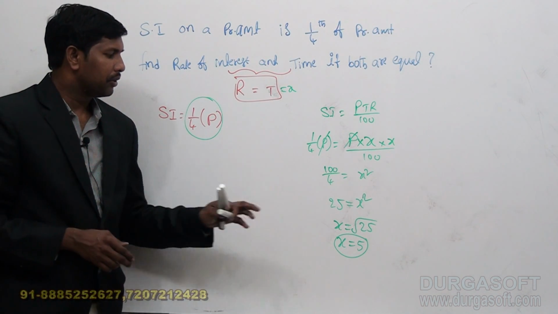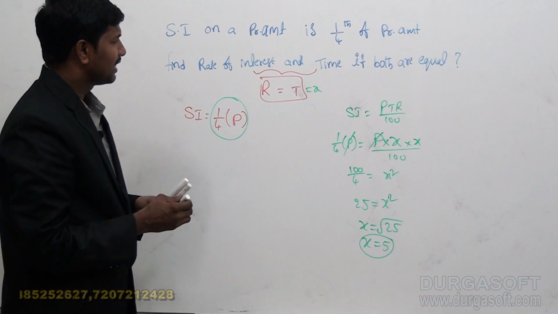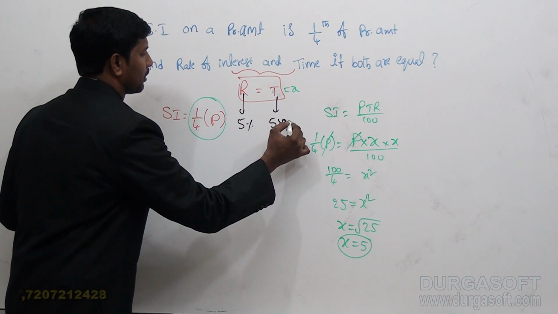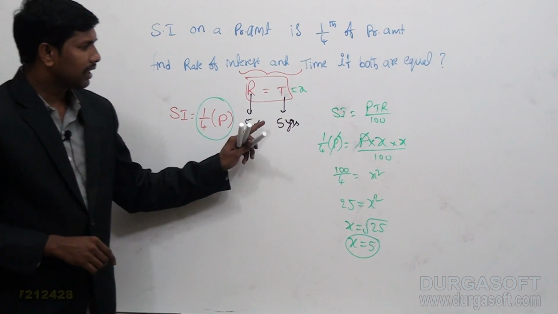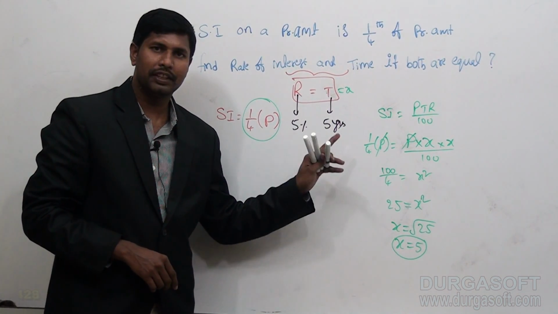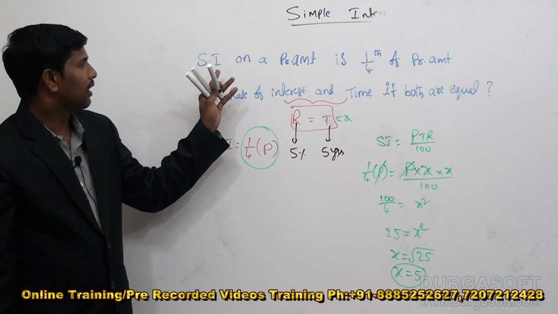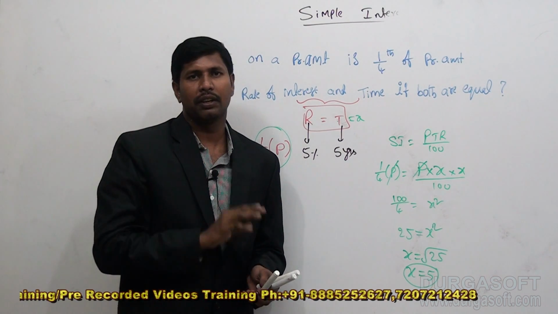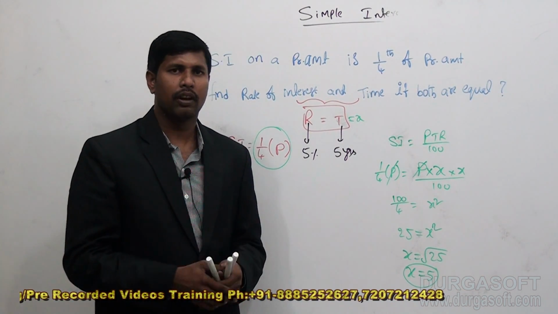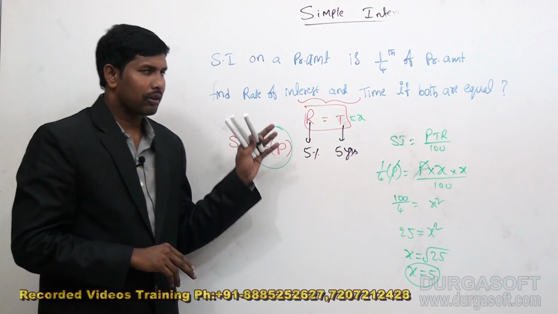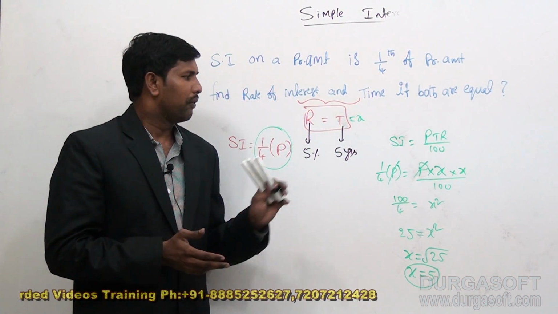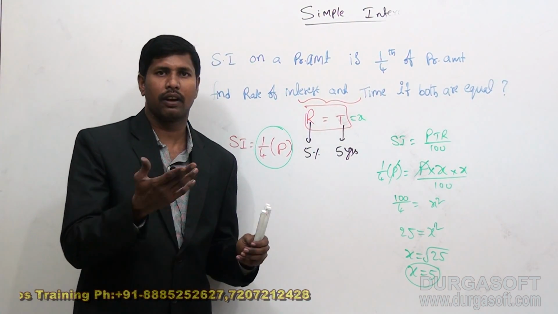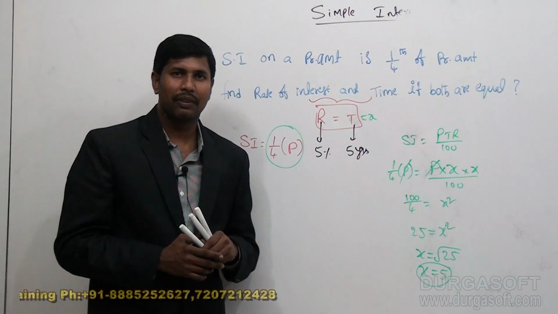So in this way you can calculate the required value. What is x here? The rate of interest is 5% and time is 5 years. So in this way we can calculate the rate of interest or the time when these two are equal. The question may be given like this: simple interest is 1/4. Tomorrow it may be 1/8. It may be 16/25 times the principal amount, or it may be 2/3 of the principal amount. Whatever the relation is given, we can find it out by using the formula.